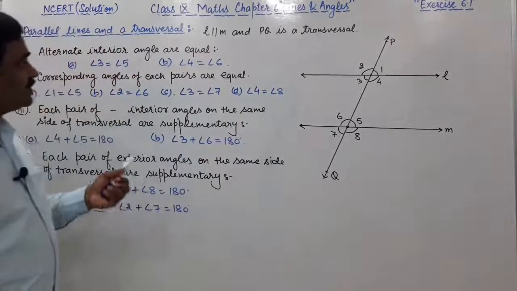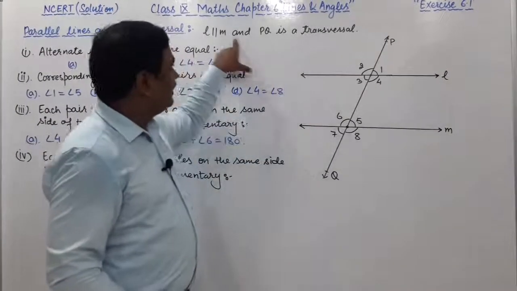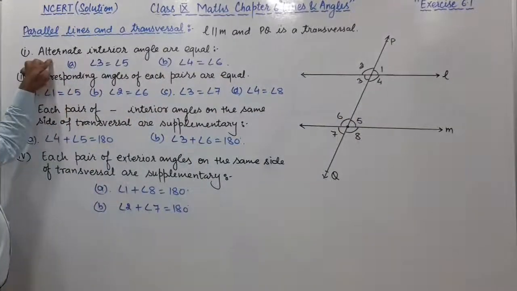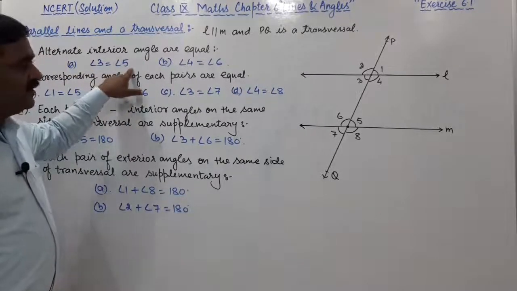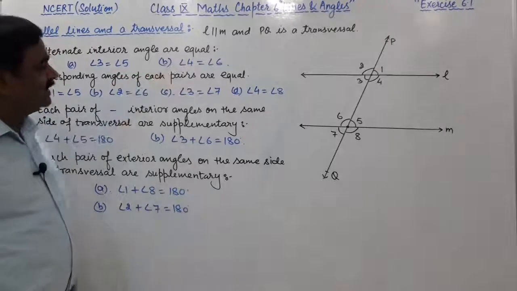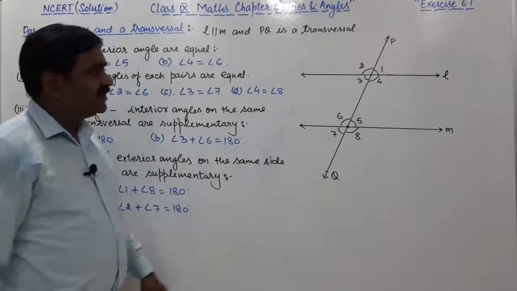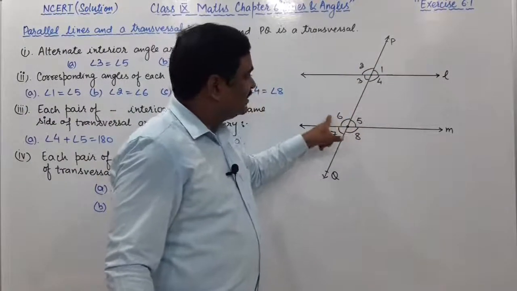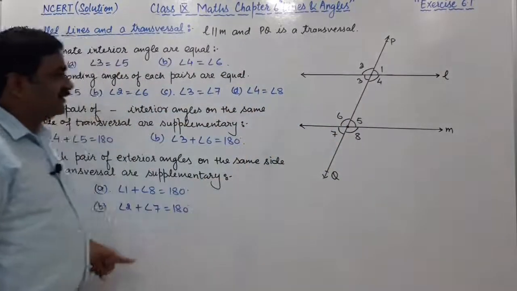So dear students, you just note down this information because it is very important. When two lines are parallel and a transversal intersects these two lines, then the alternate interior angles are equal. Angle 3 is equal to angle 5, angle 4 is equal to angle 6. Then corresponding angles of each pair are equal, meaning angle 1 is equal to angle 5, angle 2 is equal to angle 6, angle 3 is equal to angle 7, angle 4 is equal to angle 8.